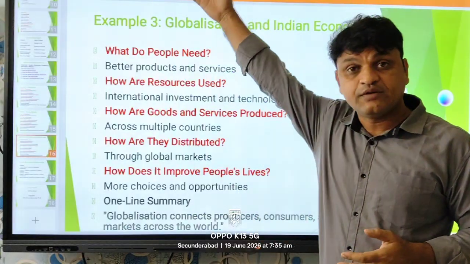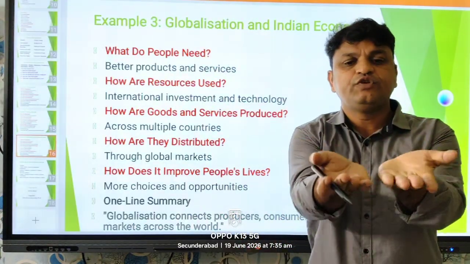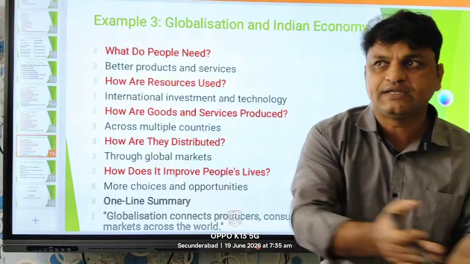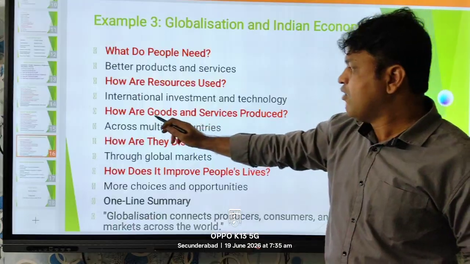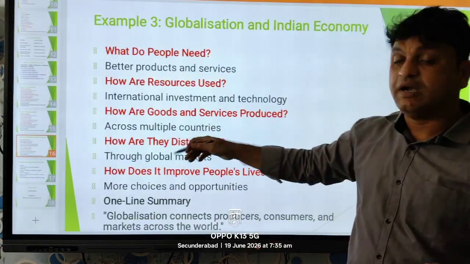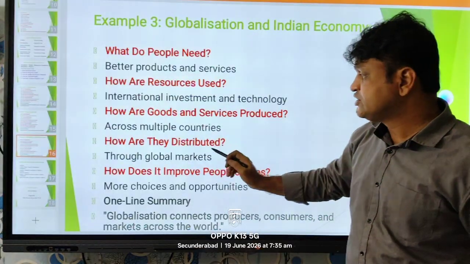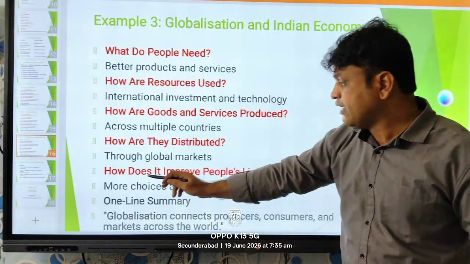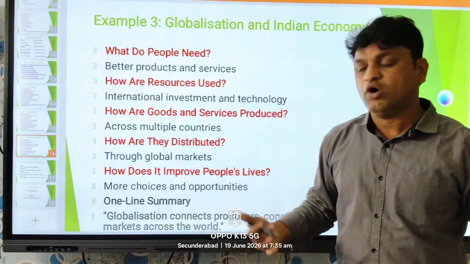International products like Chinese and American products are coming to India, which is giving you choice. Which one do you want to buy, this one or this one or this one? How are our resources used? International investment and technology. How are goods and services produced across multiple countries? Now goods are produced across multiple countries. How are they distributed? Through the global markets. And how does it improve people's life? People have more choices, more opportunities.